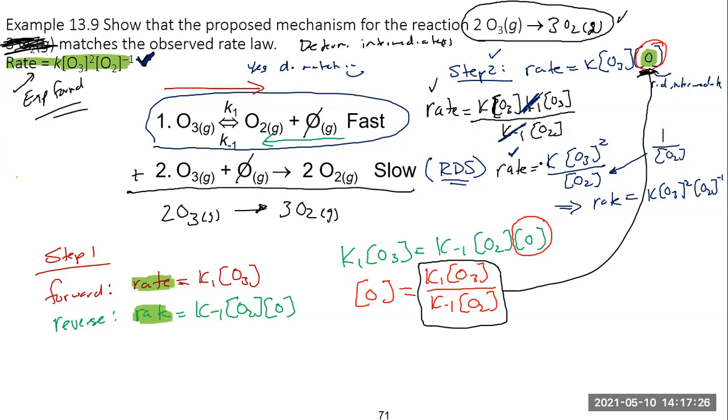Again, the two main things: everything adds up to the overall reaction, and the rate law for the slow step matches identically the rate law that was found experimentally. Any questions on any of those steps there?